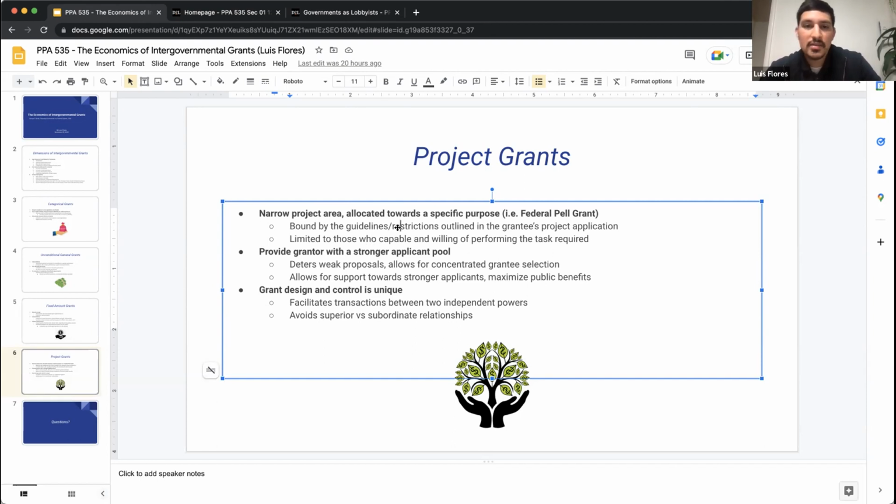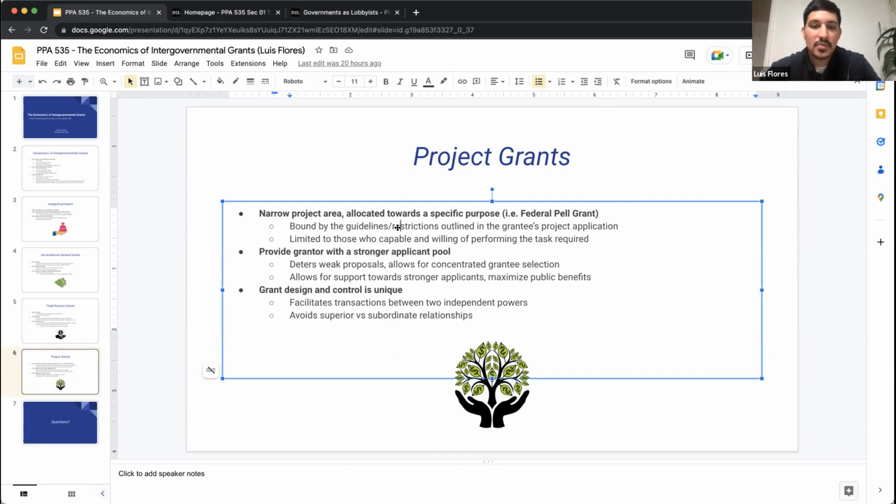And so the grantees are bound by these guidelines, right? You have to make sure that you're staying in school, or that you're doing these home hardening assessments throughout a particular period. Because of that, it is limited to only those who are capable and willing of performing the tasks required. So it does shorten the applicant pool, which is great because it deters inefficient or ineffective applicants, or applicants who may not be able to provide the public good as best as one would desire as a grantor, and limits it to only those who have the capability of excelling in that way.